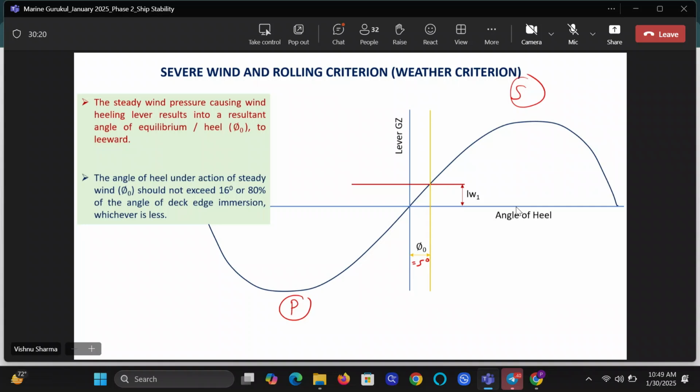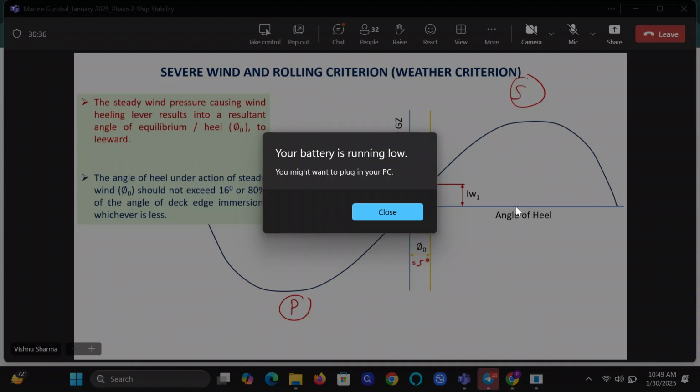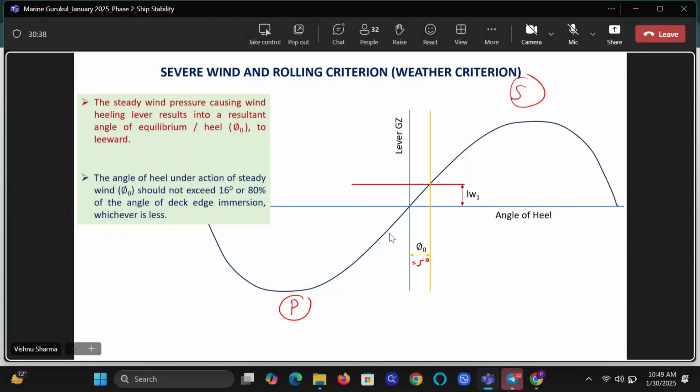So guys, what is the first thing? The first thing is the vessel is subjected to a steady beam wind, causing a wind heeling lever LW1. And this wind heeling lever LW1 causes the vessel to heel through angle phi 0 to the lee side. How do you calculate LW1? LW1 is calculated by PAZ upon 1000 times G times displacement.